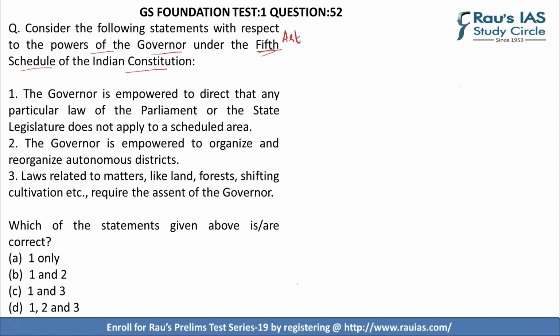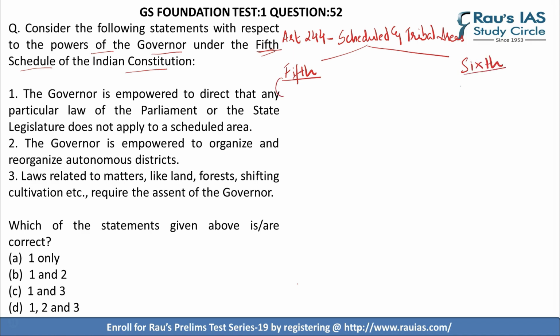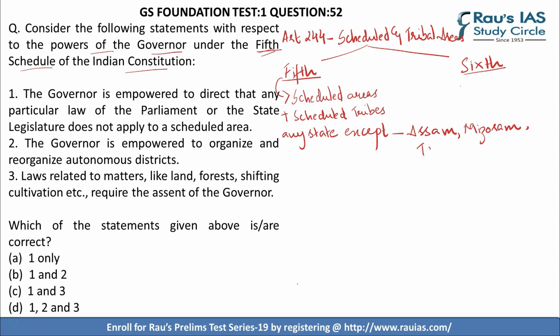The first thing that you should know is that Article 244 of the Indian Constitution is talking about administration and control of certain designated areas which are called the scheduled areas and the tribal areas. Article 244 mentions the 5th schedule and the 6th schedule of the Indian Constitution. The 5th schedule deals with the administration and control of the scheduled areas and the scheduled tribes in any state of the country except the 4 northeast states of Assam, Mizoram, Tripura and Meghalaya. The 6th schedule, on the other hand, talks about administration of tribal areas in only these 4 northeast states of Assam, Tripura, Mizoram and Meghalaya.